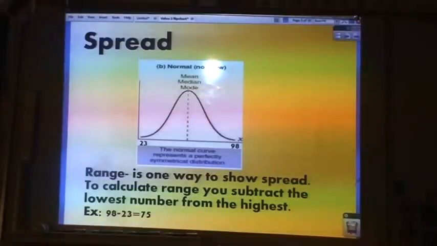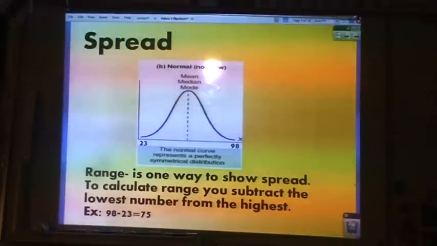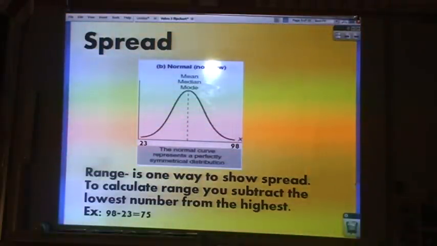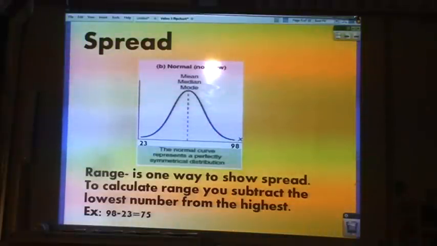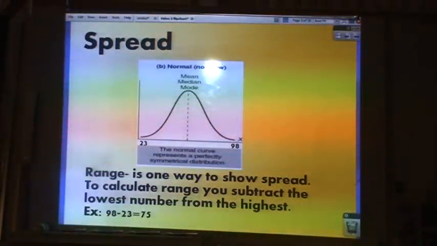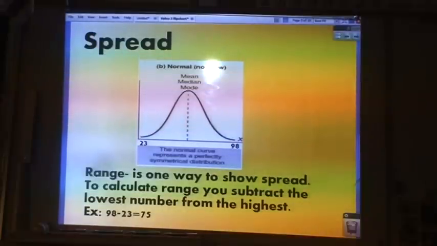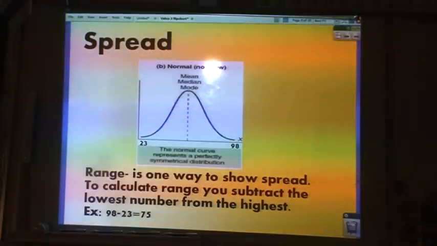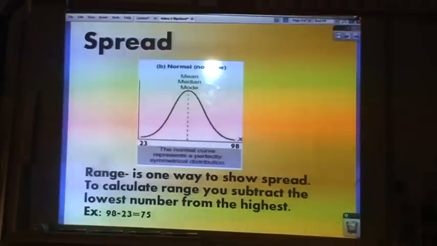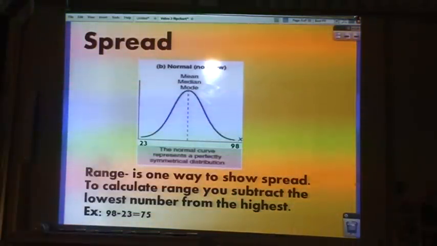So if the highest score received on a test was 98 and the lowest score was 23, as you can see, the majority of the data is in the middle, in the center, the mean, the median, and the mode. But there are maybe one or two people that scored a 23 and just one or two that scored a 98. In order to find the range, we take 98 and subtract 23. That means that there are 75 data items in our range, or our spread.